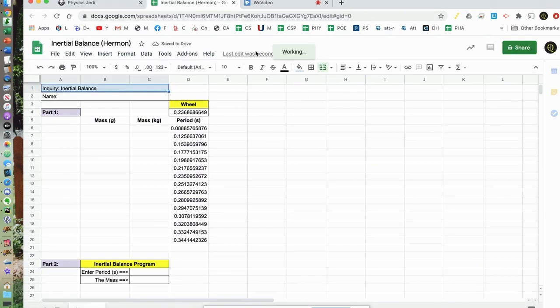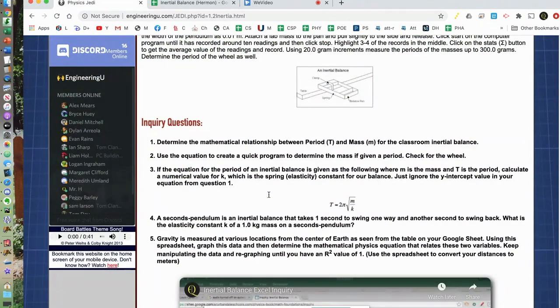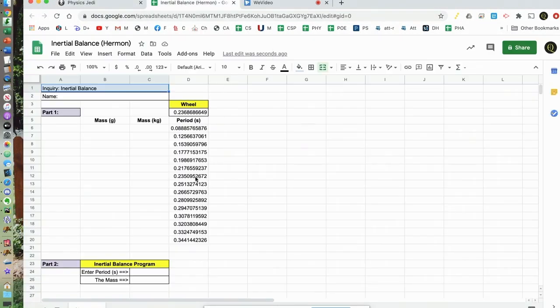All right, so if we look on the website, we're going to go down these inquiry questions. Number 1 says, determine the mathematical relationship between period and mass for the classroom balance. We want to figure out what's the relationship between those. In the experiment, we measured the period of a whole bunch of masses, 20 grams up to 300 grams, and we have the periods recorded right here in this template.